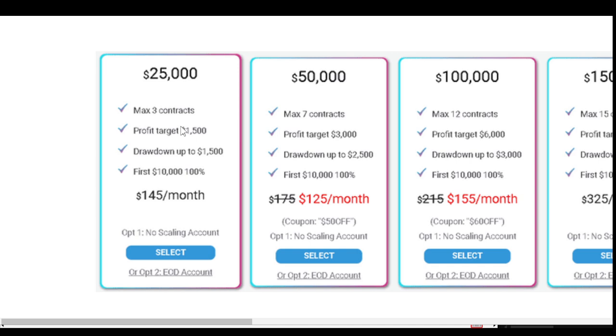You pay your $24. You get an account. You get it all set up. You have 20. Now you're free to trade. Now this is a simulation account. You have to make $1,500 without losing $1,500. Sounds easy enough, right? And again, they said the first $10,000 is yours.